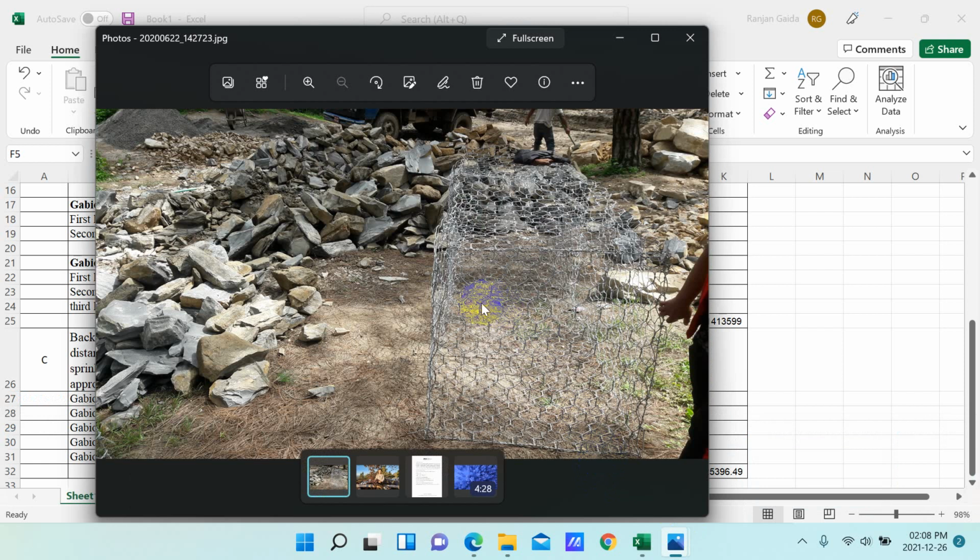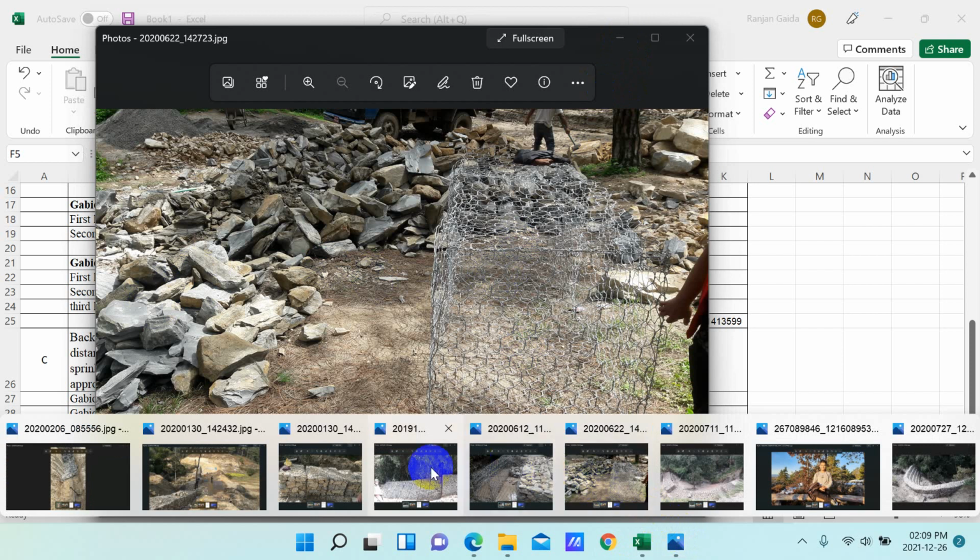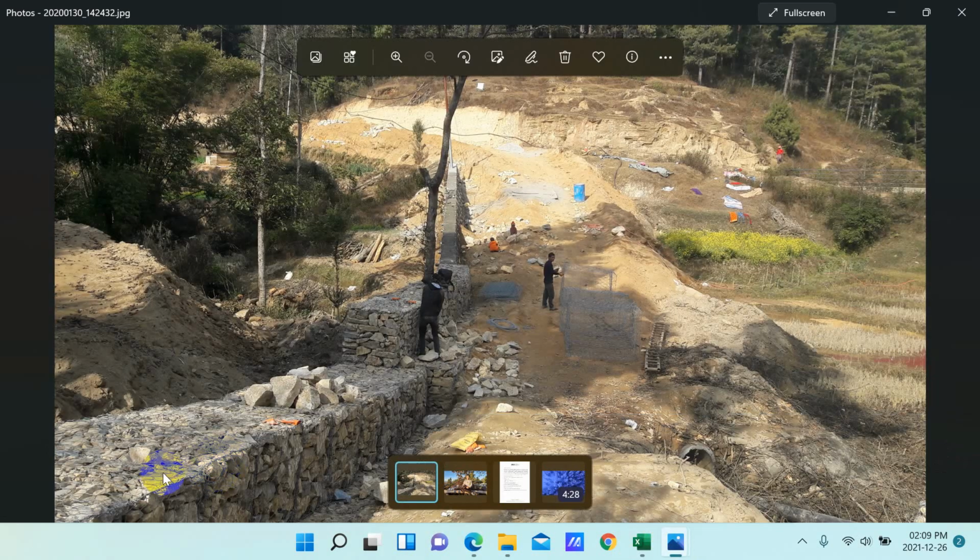So this is also a typical example, and the stone used should be very rigid, and circular stones should be avoided as far as possible in these sloping sections, because these types of stones are a little bit heavier, and they will also protect against erosion well. And this is the typical example of gabion walls that we have done in the site.